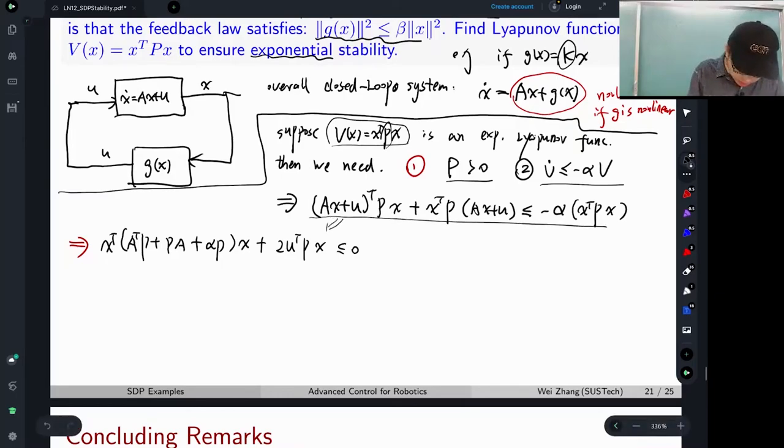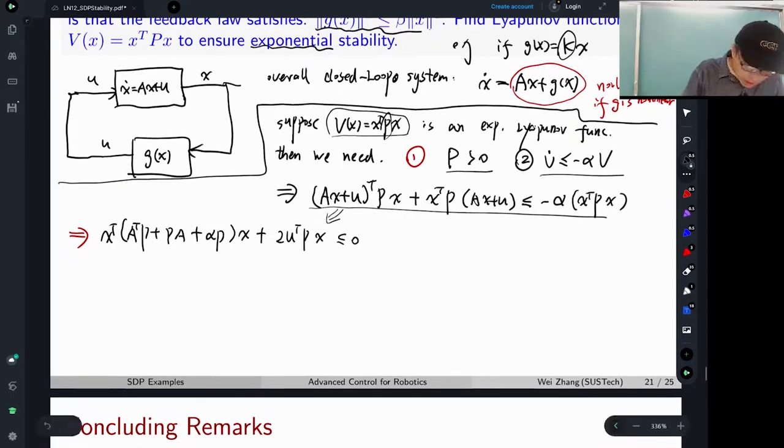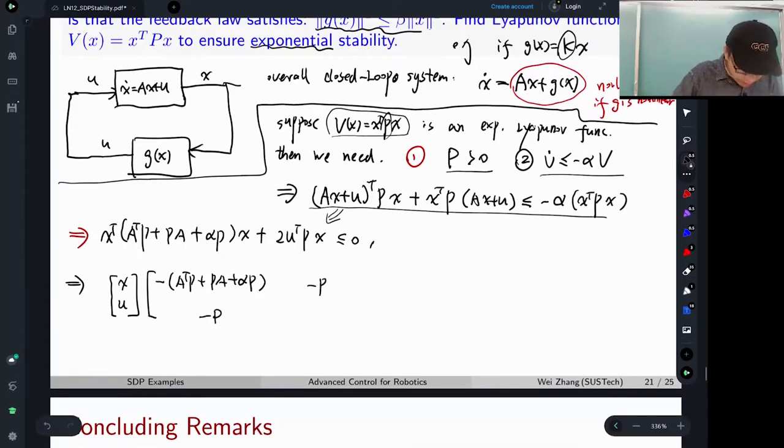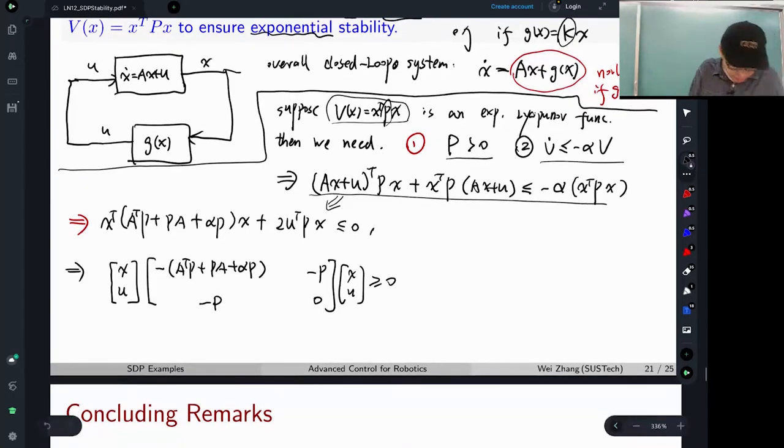From here to here, this is the condition we want to look for. We want to find P satisfying this for all x, actually. To make sure that condition holds, we can write it in terms of x and U together: x and U times the matrix with negative (A transpose P plus P A plus alpha P), negative P, negative P, and zero, times x and U, greater than or equal to zero. I take the negative sign. This is only for all x and U from the closed loop system.